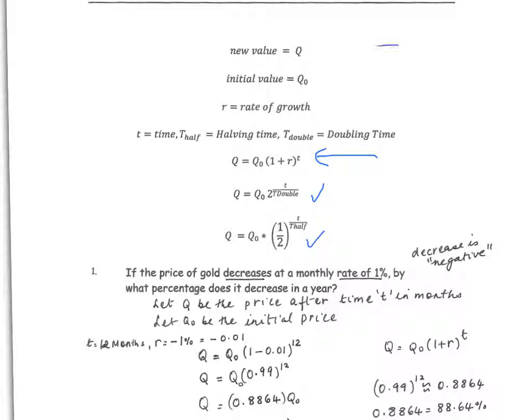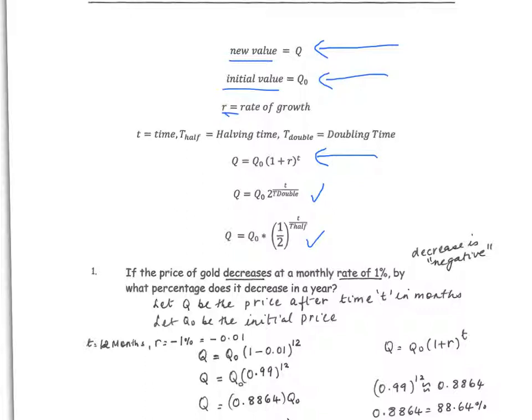So Q, let's say, is the notation for the new value. We are assuming that a certain quantity changes by a certain percent every year, a constant percent. So we know it's an exponential function. And Q naught is the initial value of that quantity, which either increases or decreases, that is, grows or decays.